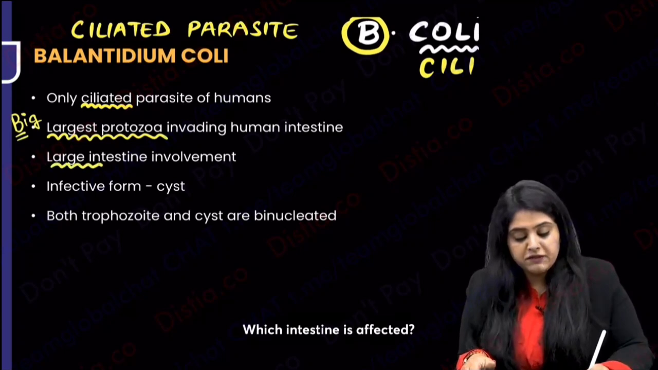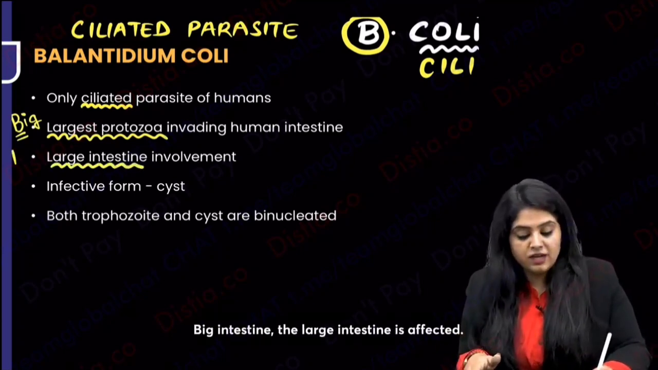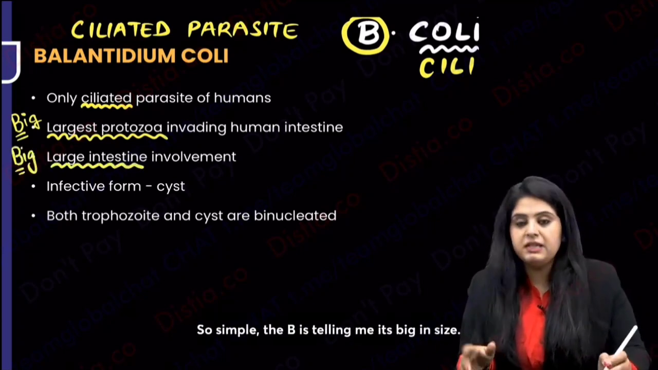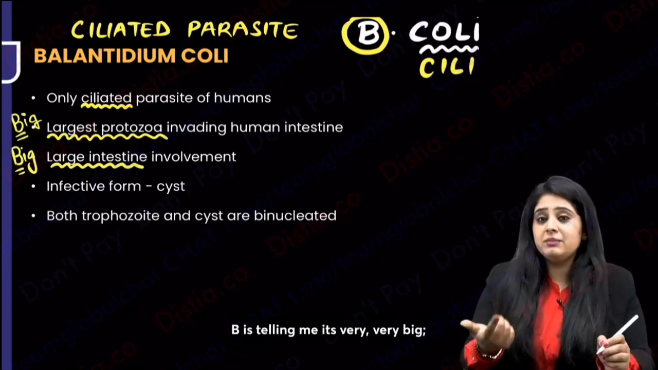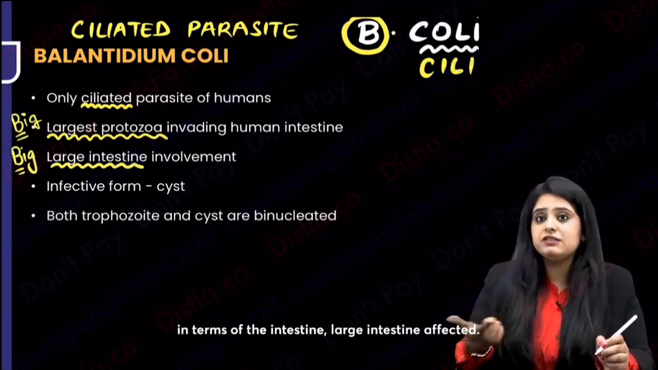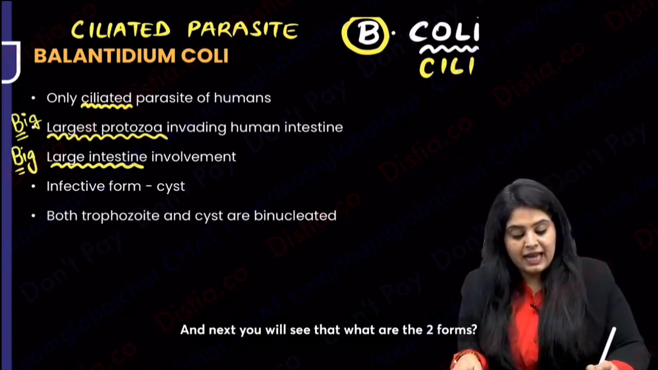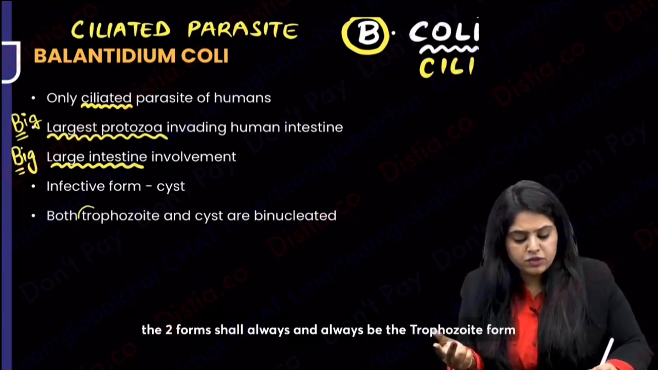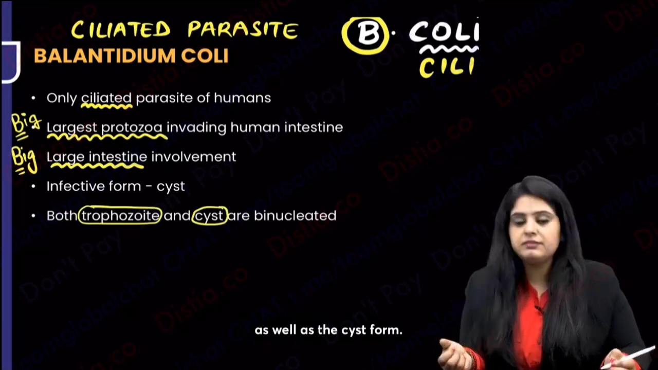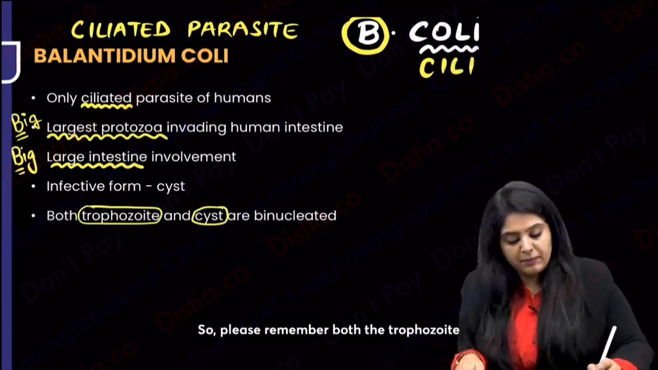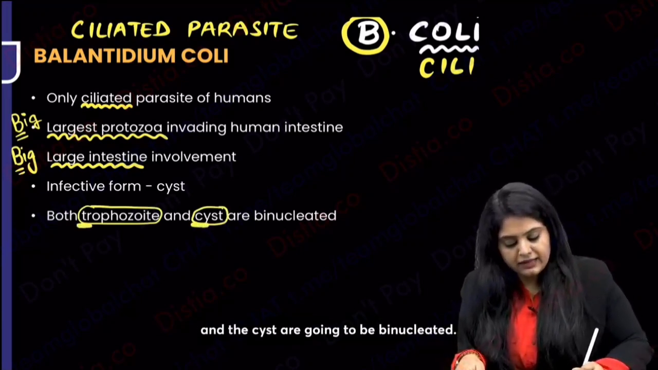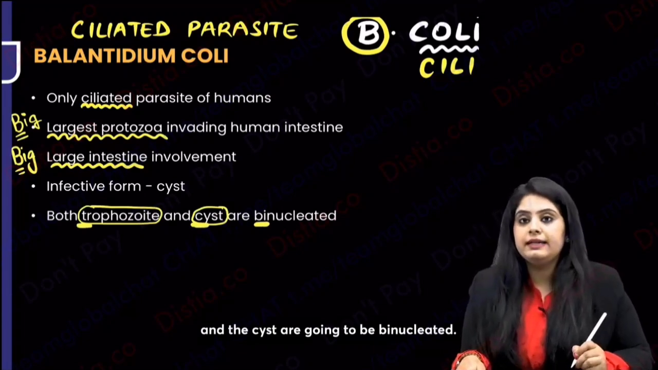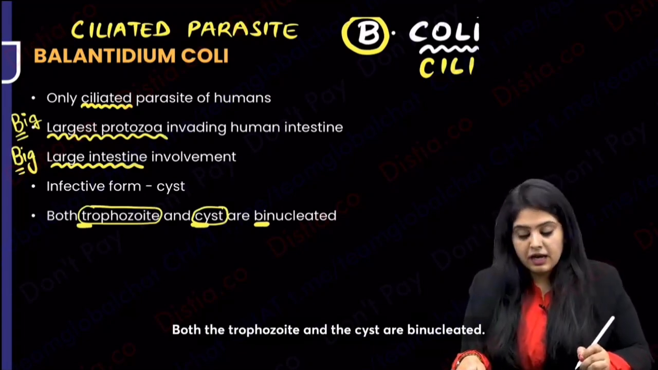Which intestine is affected? The large intestine is affected. So simple. The B is telling me it's big in size, and it's big in terms of the intestine, the large intestine affected. And next, what are the two forms? Everywhere, the two forms shall always be the trophozoite form as well as the cyst form. Please remember, both the trophozoite and the cyst are going to be binucleated.